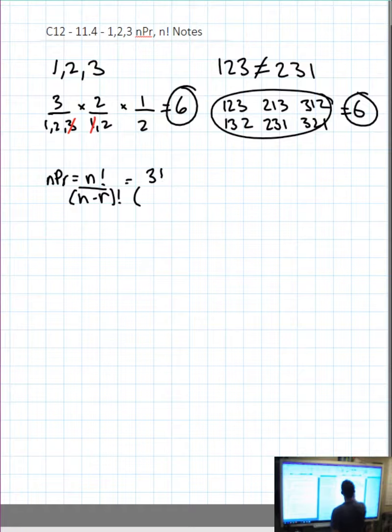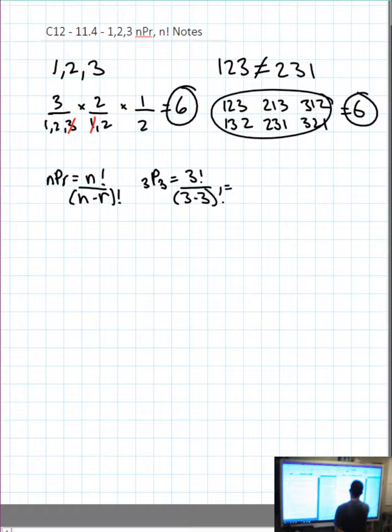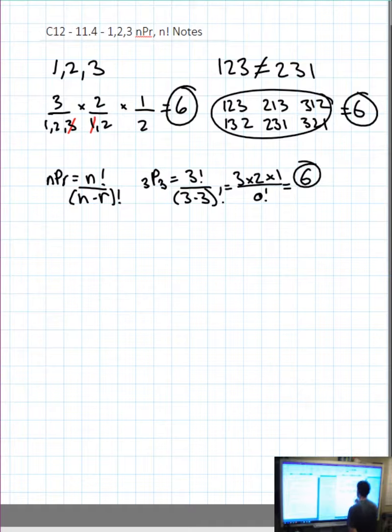I'm going to go down. I don't like going to the right. Don't know how this is going to work. You know what? No, I'm just going to go to the right, but I'm going to rewrite the whole thing. So we have 3P3 is equal to 3 factorial over (3 minus 3) factorial, which is 3 times 2 times 1 over 3 minus 3 is 0. 0 factorial is 1. 3 times 2 times 1 is 6. Same as above. Interesting.